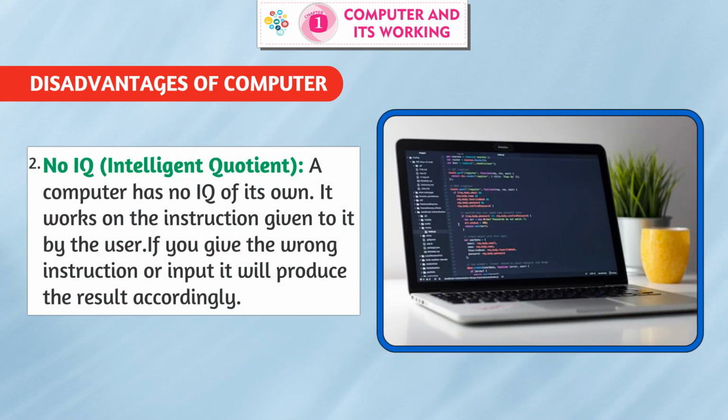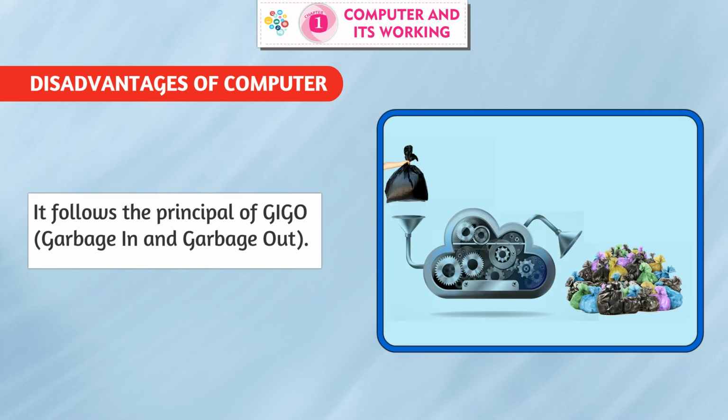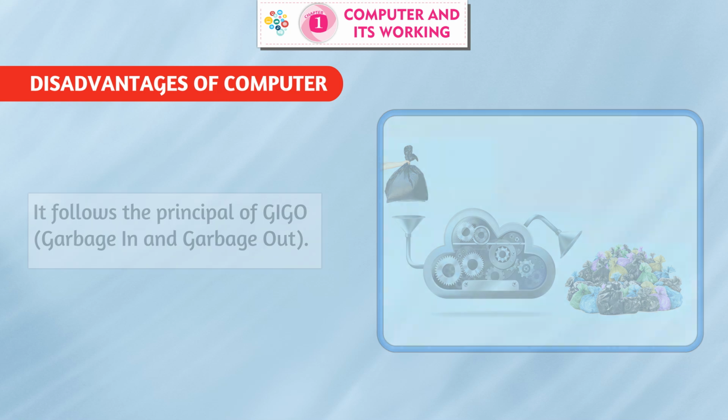No IQ, intelligent quotient. A computer has no IQ of its own. It works on the instruction given to it by the user. If you give the wrong instruction or input, it will produce the result accordingly. It follows the principle of GIGO, garbage in and garbage out.